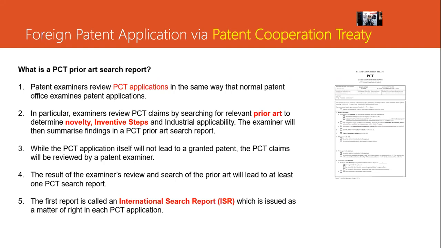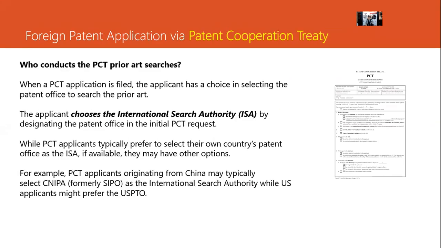You see, during the 16 months, the PCT patent examiners will review your PCT application in the same way that the normal patent office examines your patent application. They will conduct a search to determine whether your patent is novel, inventive, and industrially applicable, and they will give you a summary report, the so-called ISR report. With this report, you can know at first glimpse how good your patent is, whether it satisfies the novelty and inventiveness requirements, before you spend more money and go into the national phase, all right?